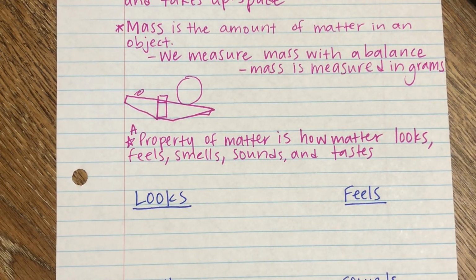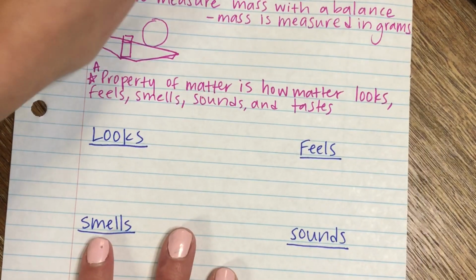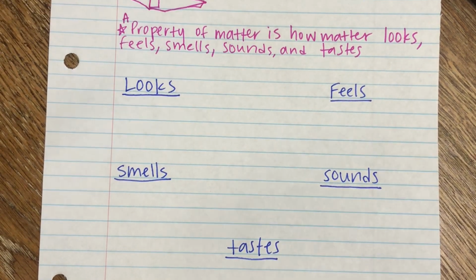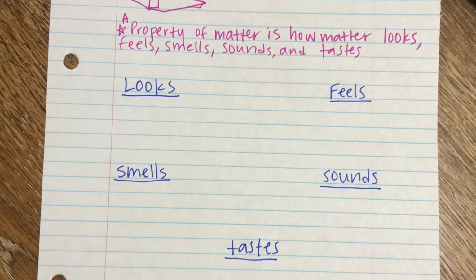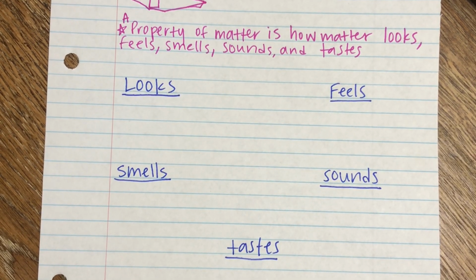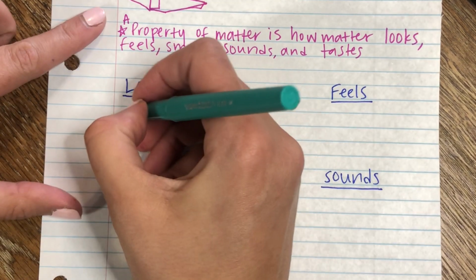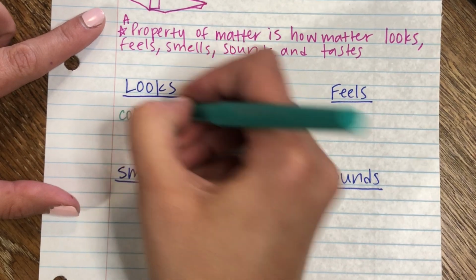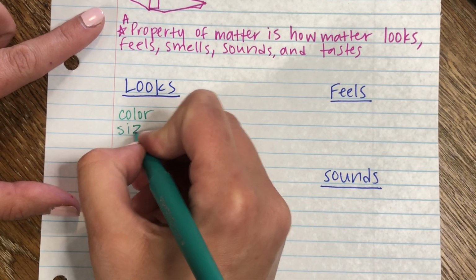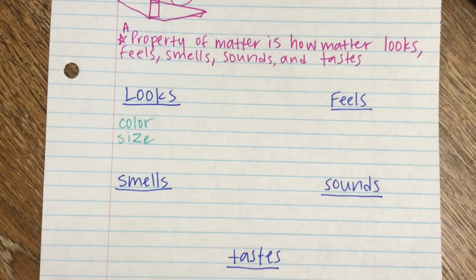Okay, so whenever I'm looking at an object, I could tell things about that object based on what? How could I describe it? I could tell about the color. I could tell about the size, right? Could I tell all of that by looking at it?